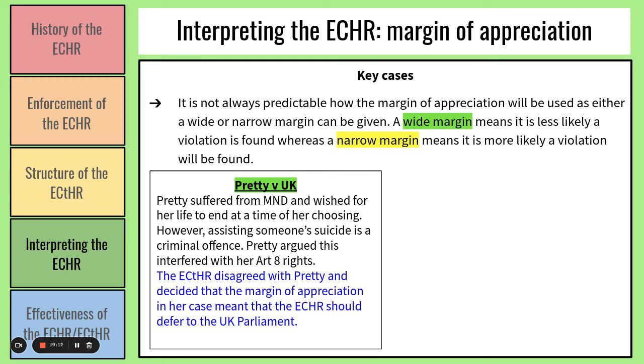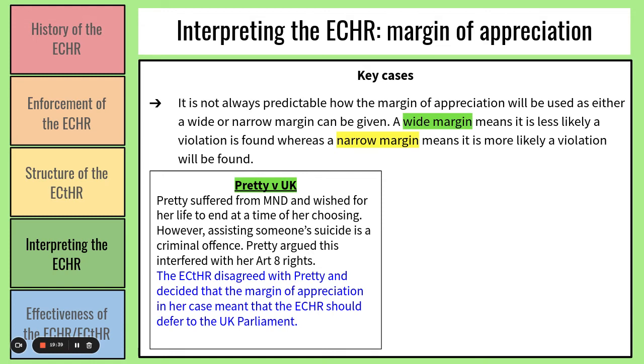So Pretty and the UK. Diane Pretty, a very famous woman, suffered from motor neuron disease and wished to end her life at the time of her choosing. She wished to take part in assisted suicide or euthanasia. However, in the UK, that is a criminal offence. It still is a criminal offence. It has been debated in Parliament, but it still is criminal.